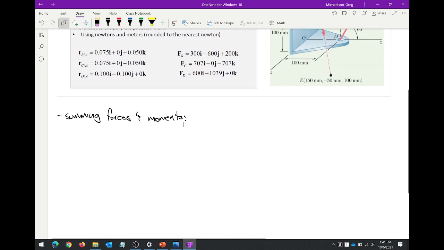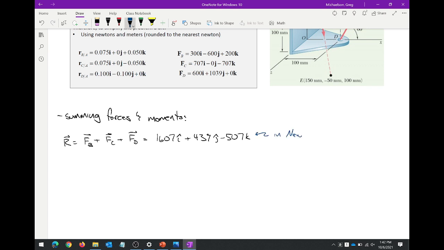summing forces and moments, the resultant vector is just going to be FB plus FC plus FD, which is 1607i plus 439j, yep, minus 507k. And this is in newtons.